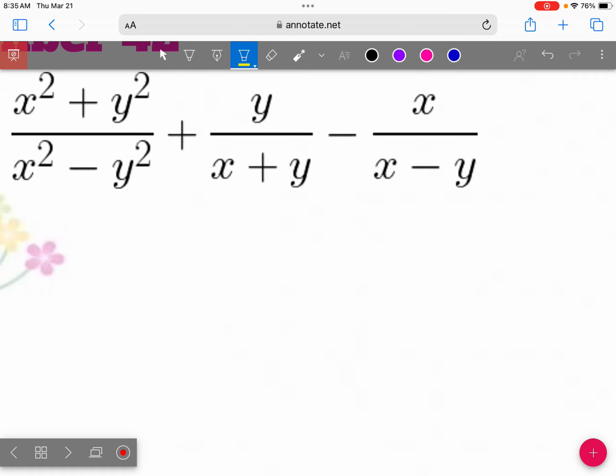We've got our x squared plus y squared over x squared minus y squared. Y over x plus y minus x over x minus y. So start with writing it down.